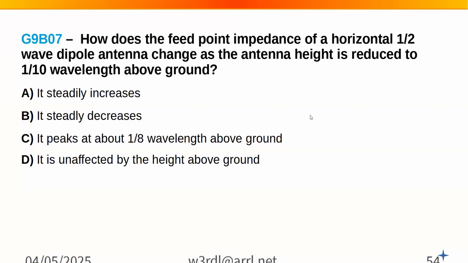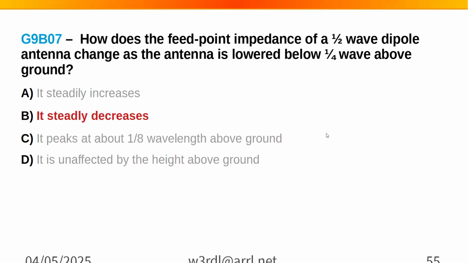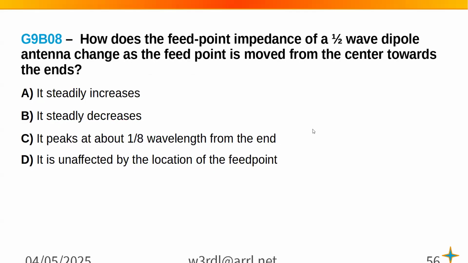How does the feed point impedance of a horizontal half-wave dipole change as the antenna height is reduced to 1/10 wavelength above ground? How does the feed point impedance of a half-wave dipole change as the feed point is moved from the center towards the ends?